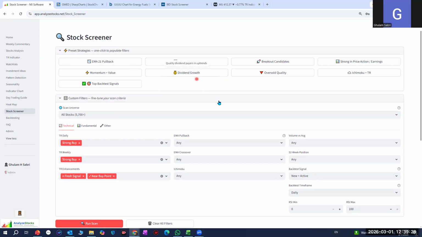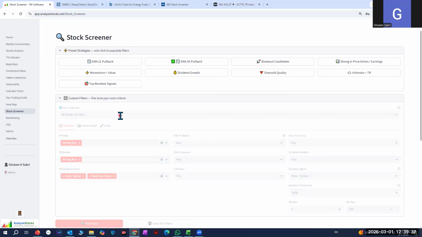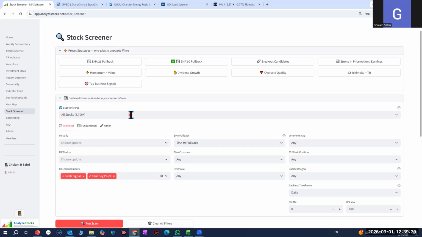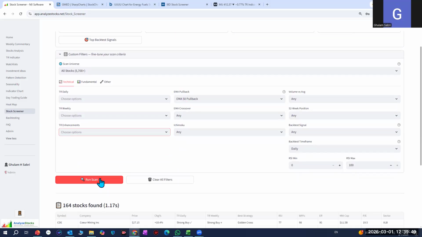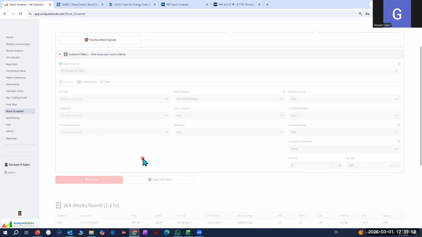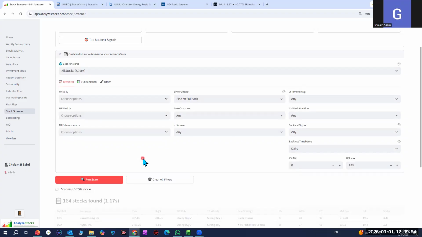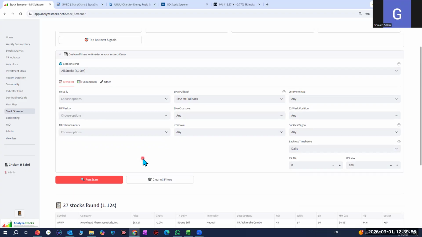Like you want to see which of the stocks has pulled back to the 50 period EMA. Simple. Out of these 5,700 stocks, so let's see. And I want to clear this. Just simple and plain: out of 5,700 stocks, how many have pulled back to the EMA 50 in the last couple of days? And the list came up with 37 stocks only.